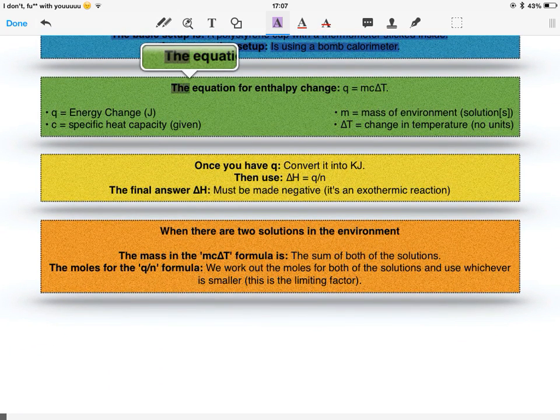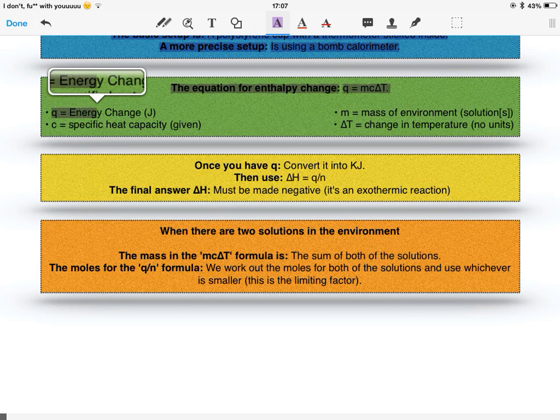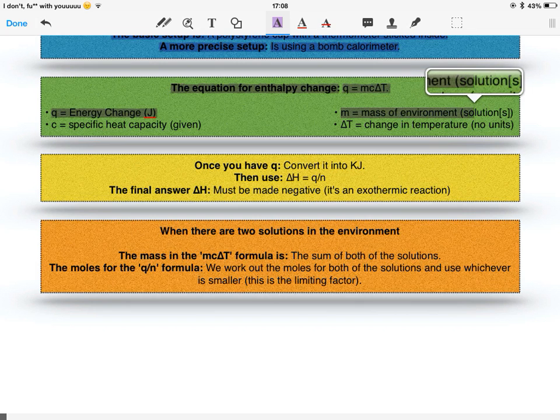The equation for the enthalpy change is Q equals mcΔT. It's easy to remember this as Q equals mcΔT. Q is the energy change in joules, and it's important to remember this one's in joules. m is the mass of the environment, so the solutions. c is the specific heat capacity, and that's usually given, unless obviously that's what you're trying to find out.